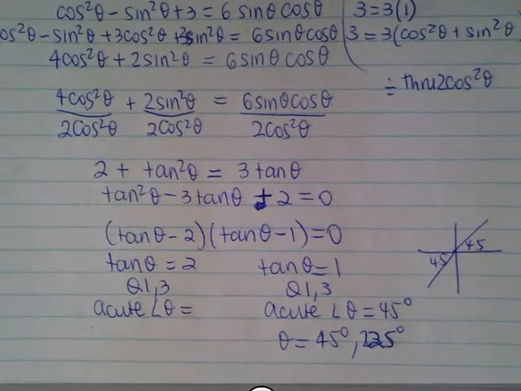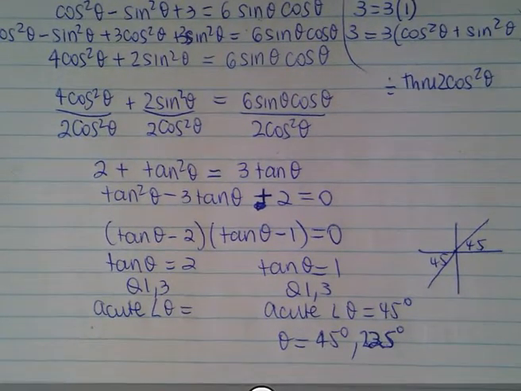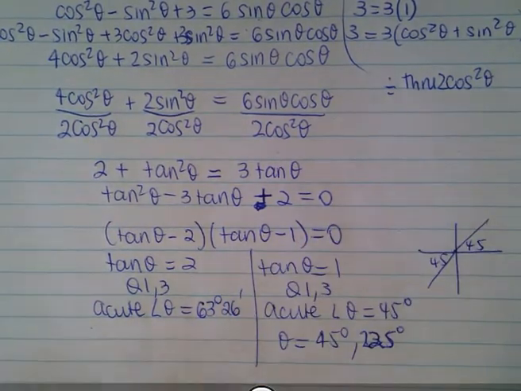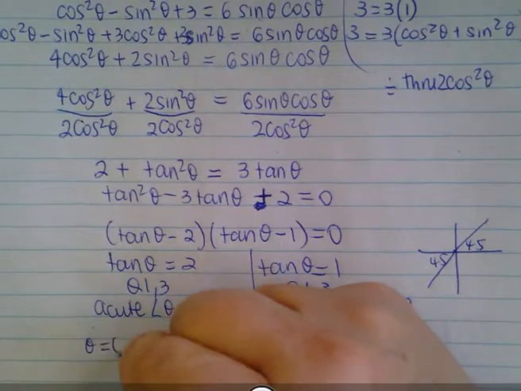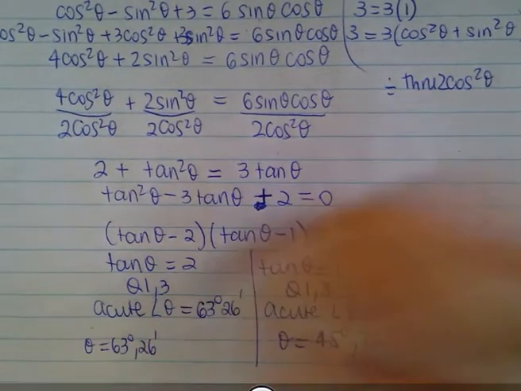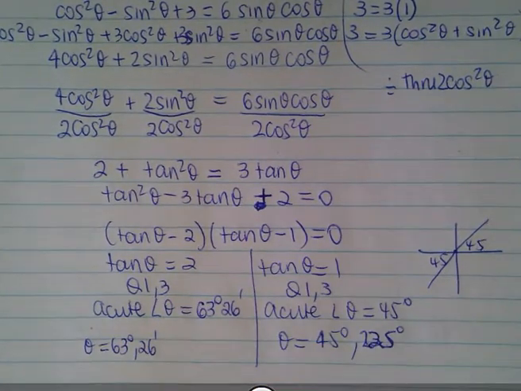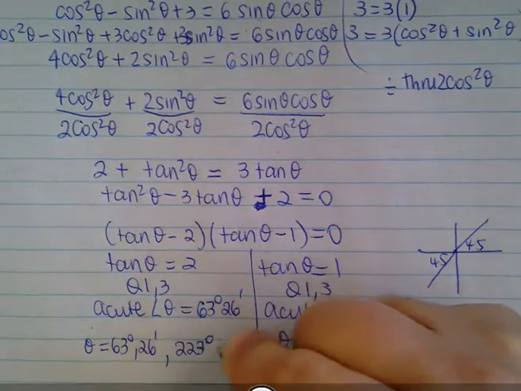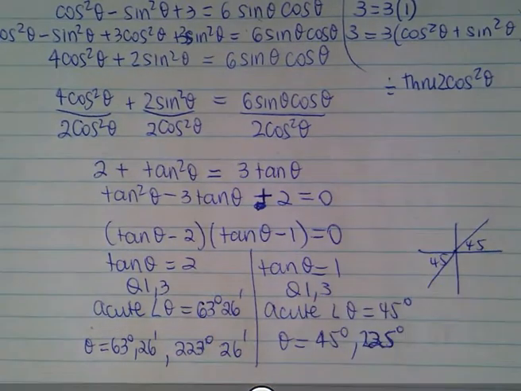And the other one you need to work out. Is it 60? I think that one's 63 degrees. So it's 63 degrees 26 minutes for acute angle theta. So therefore theta is 63 degrees 26 minutes and 180 plus, which will be 223 degrees 26 minutes.